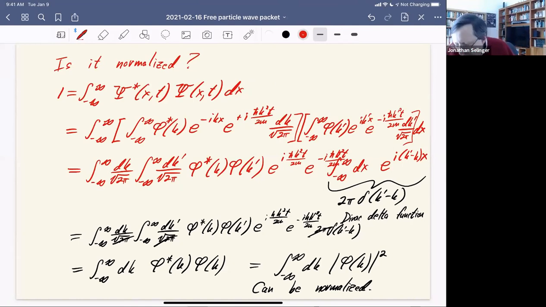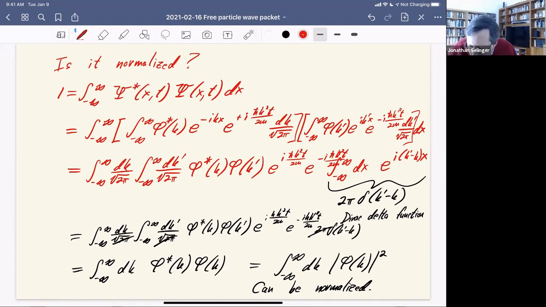This integral is 2 pi times that Dirac delta function, okay? And whenever you have a Dirac delta function inside an integral, it makes the integral really easy, right? Because you don't have to do any complicated computations. You just have to recognize where the argument of the delta function is equal to 0, right? So that's what's happening here.